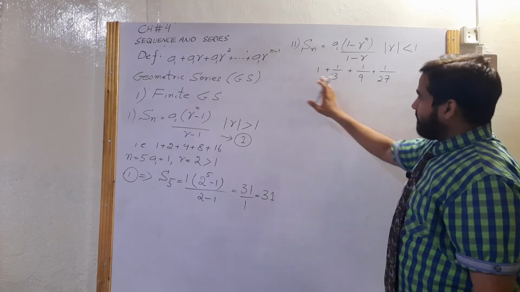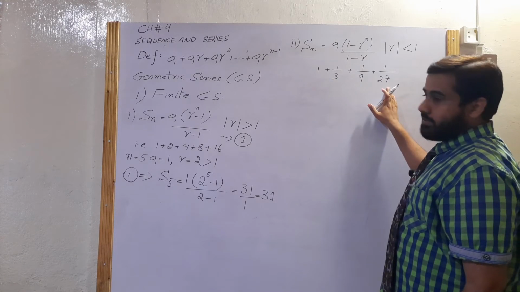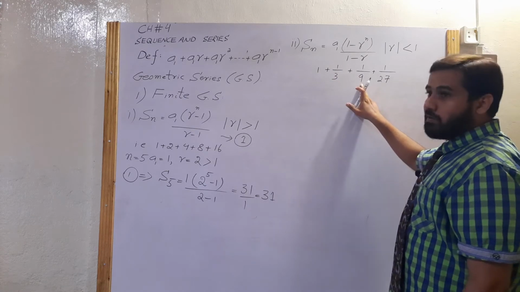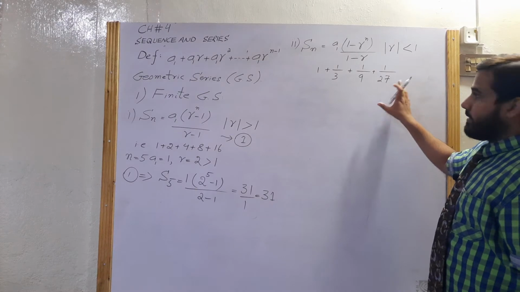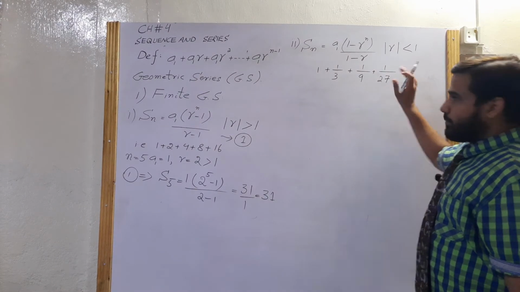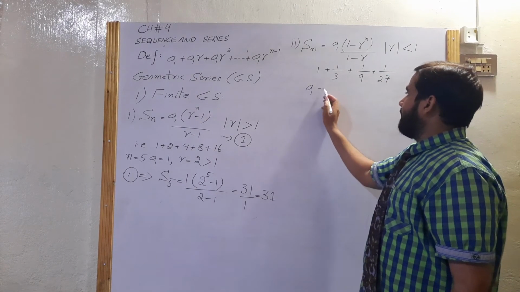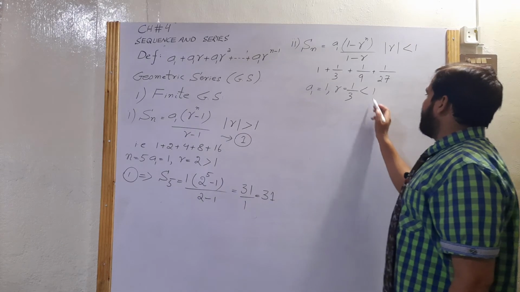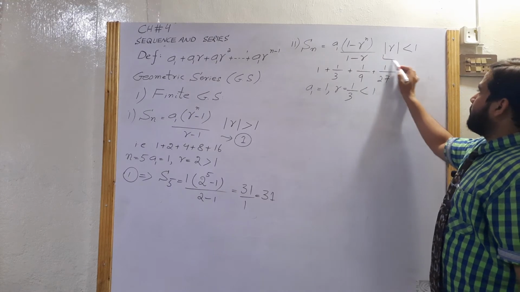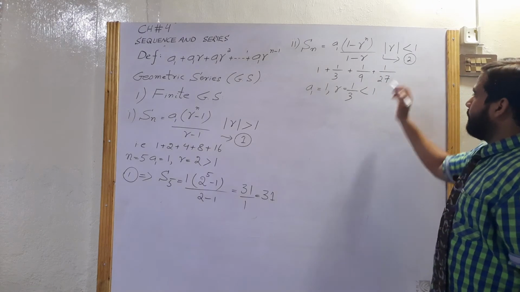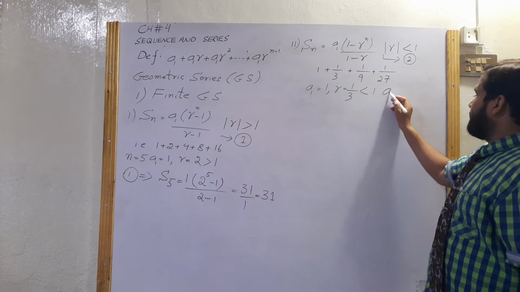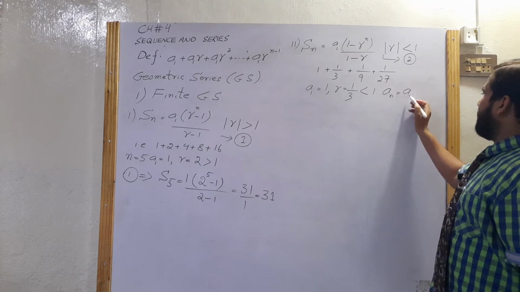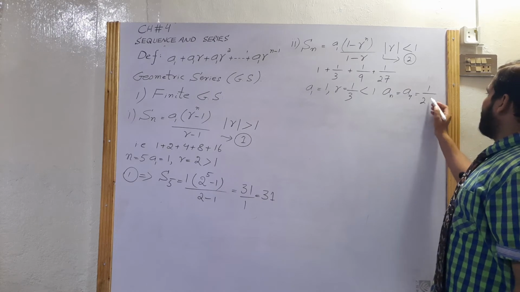It is clearly a finite geometric series because the first term is 1 and the last term is 1 over 27. 1 over 3, 3 threes are 1 over 9, 9 threes are 27. It is a finite geometric series. In this case the first term is 1 and the common ratio is 1 by 3, which is less than 1. We use formula number 2, and the last term an is a4, which is equal to 1 by 27.